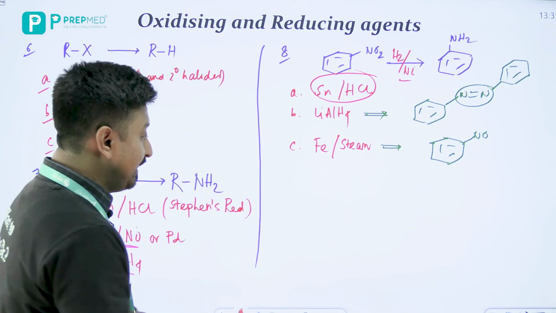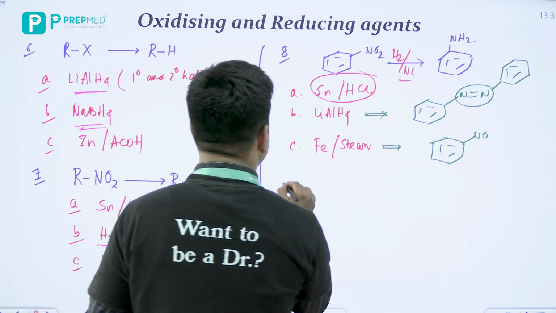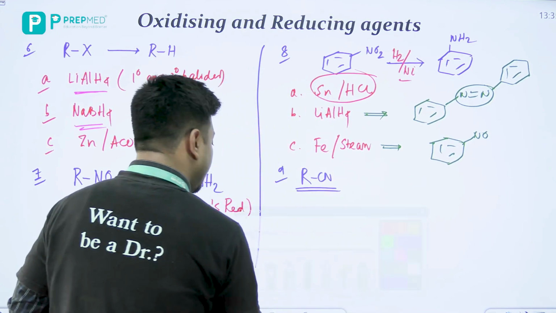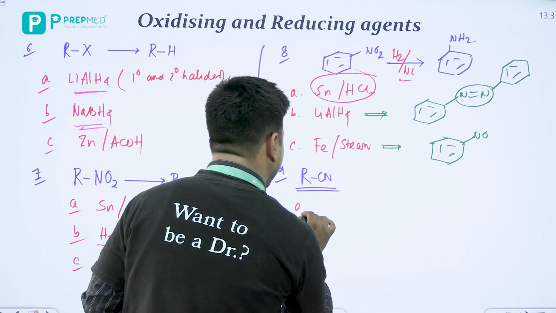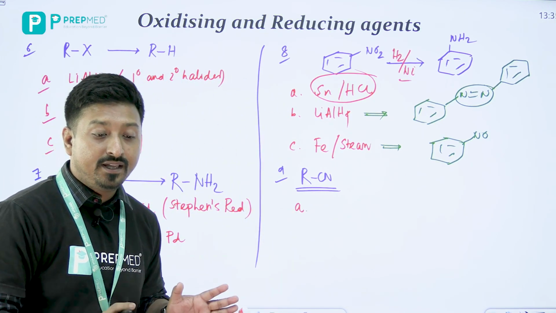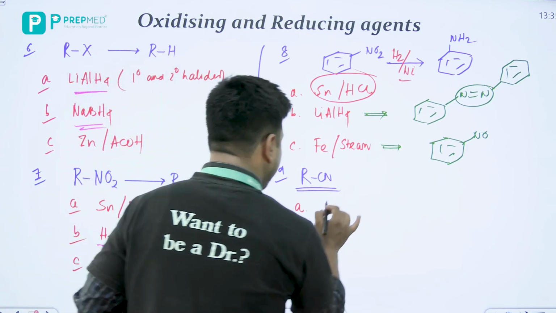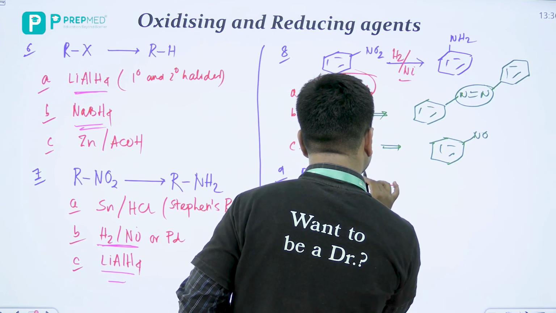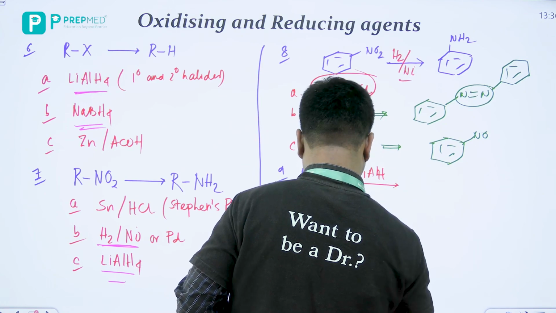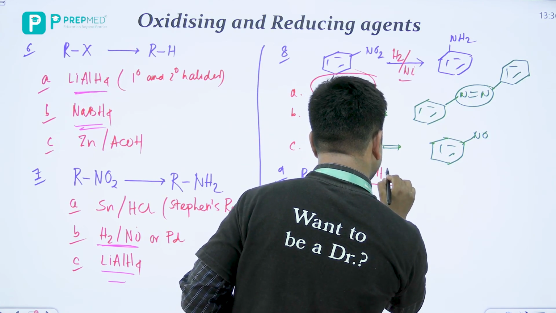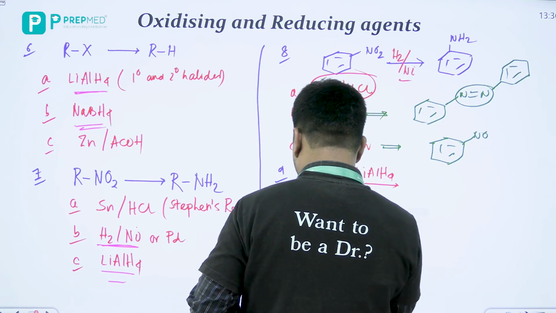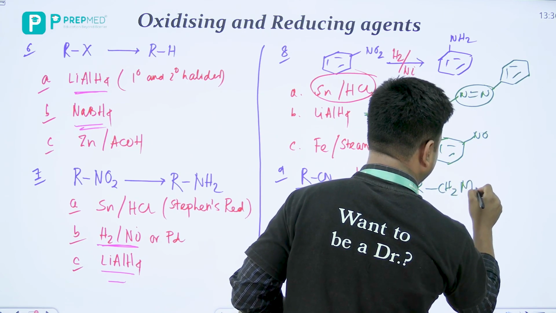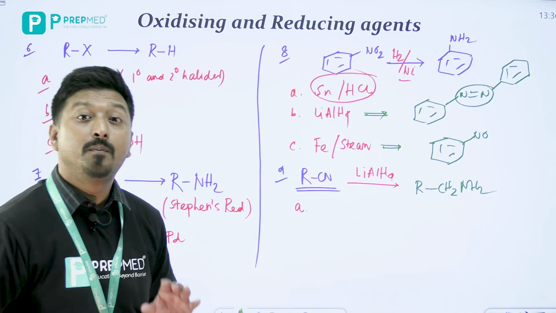Now the last thing, that is for the cyanides. For the cyanides, that is RCN, what are the ways to reduce a cyanide? Remember, there is a very fundamental way to do it, that is number 1, simply lithium aluminum hydride. If I use lithium aluminum hydride, this will directly convert this to RCH2NH2, that is the primary amine.